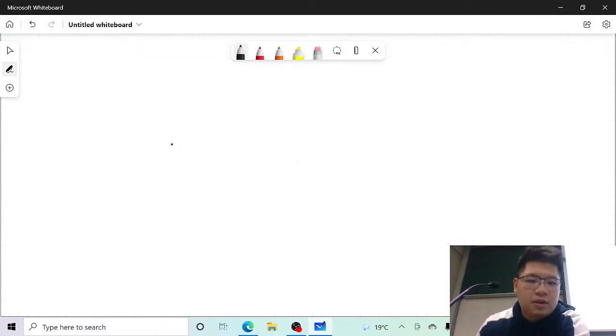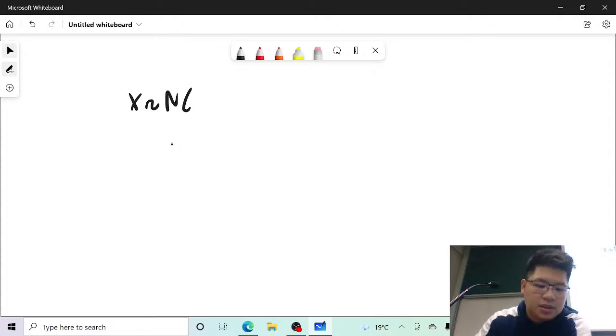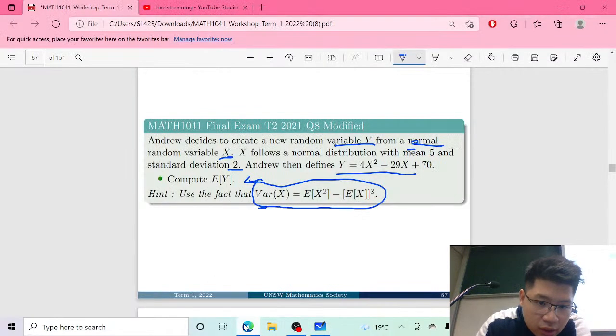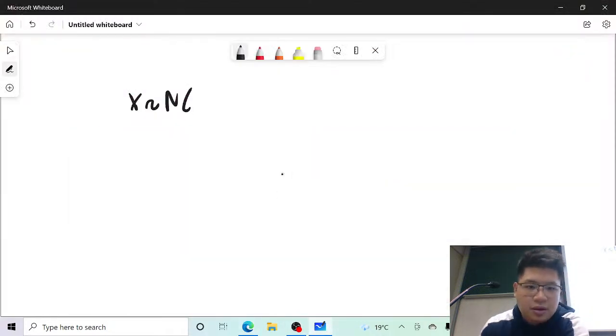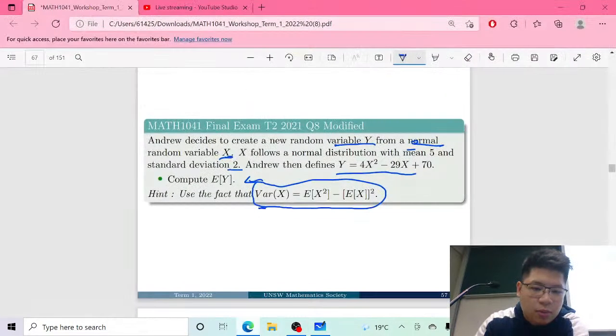Okay, so let's just write down what the question is. We have x, which is normally distributed with a mean of 5 and a standard deviation of 2. So we write it down like this. Now, y is some really complex looking formula of x.